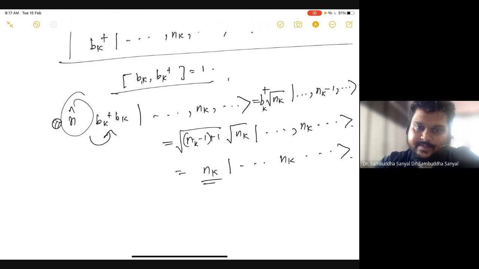Similarly, I can act with bk dagger. Do this exercise and you will get nk plus 1. Notice this one is not a suffix one; this is a full one. Sometimes I'm writing in a little casual way.